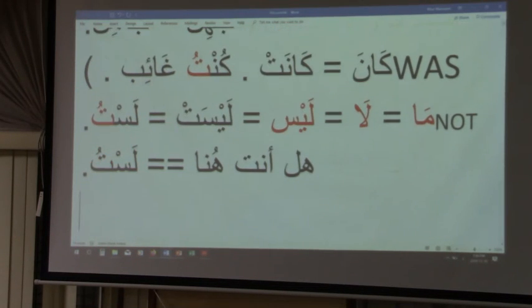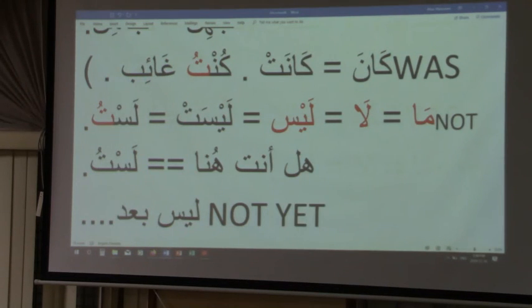Last word for the night, not yet. Not yet is one word, ليس بعد. So ladies, you like the word not yet. ليس بعد. What's ليس بعد? And it is one word. ما معنى ليس itself? Not. What is بعد? After, later. So not yet. ليس بعد. بس سبحانك اللهم وبحمدك.